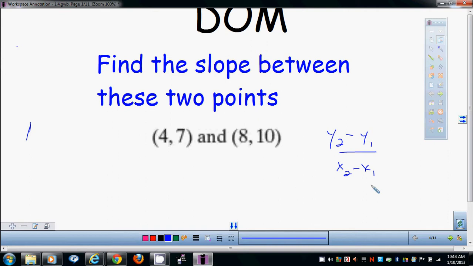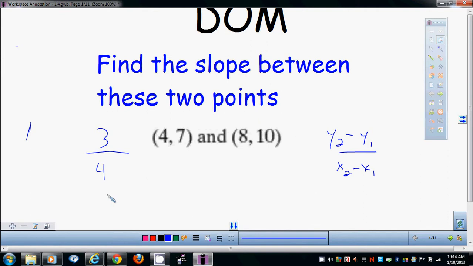Common question, and you may already know the answer to it, but I'll go ahead and tell you anyway. Common question with slope is, how do you know which point is the first point and which point is the second point? It doesn't matter as long as you're consistent. If you want to use this y value first, then you have to use this x value first. Same thing for that one. It doesn't matter. So you probably should have done 10 minus 7 over 8 minus 4, which would have given you 3/4. 3/4 is the slope between those two points.